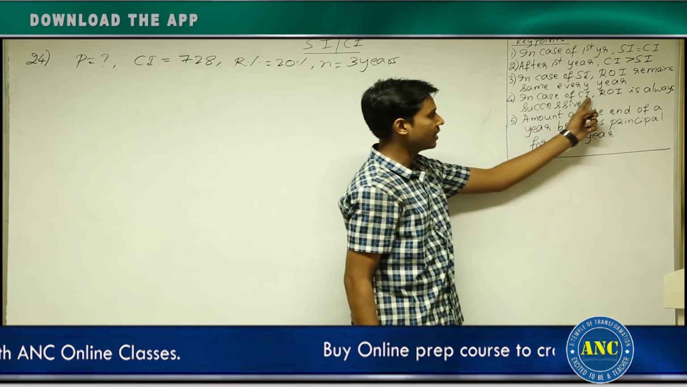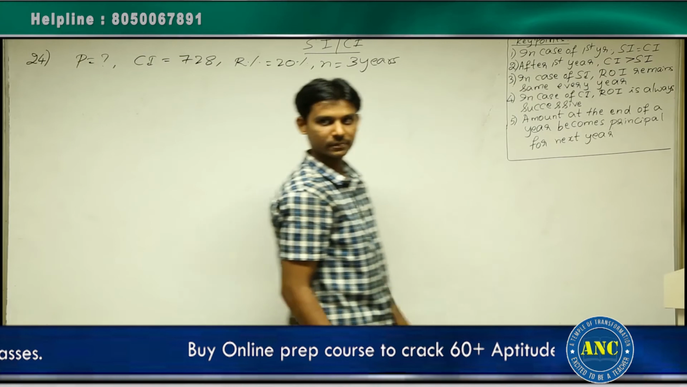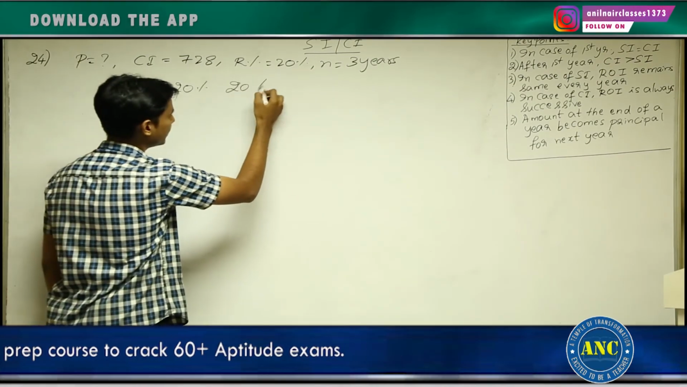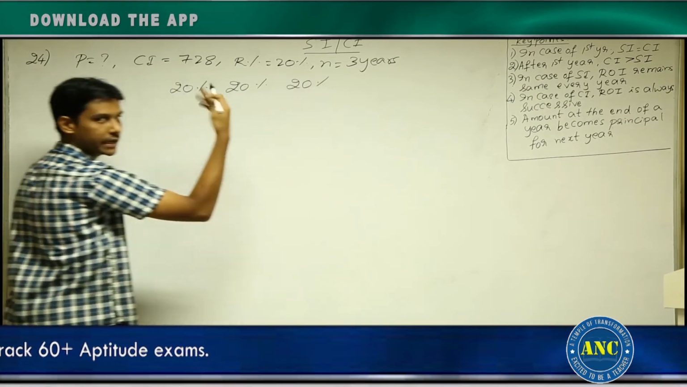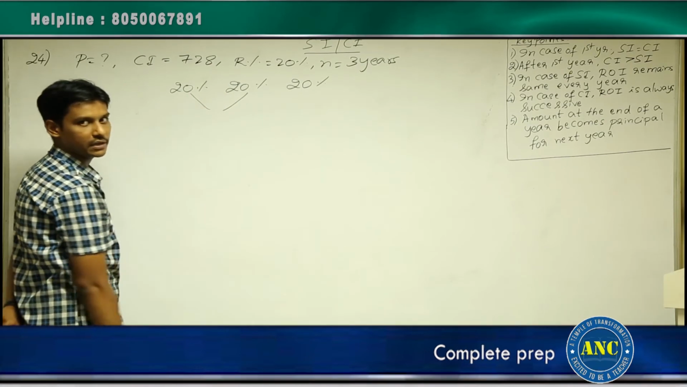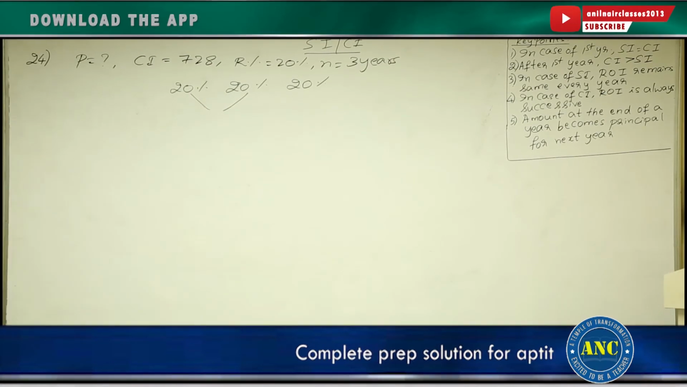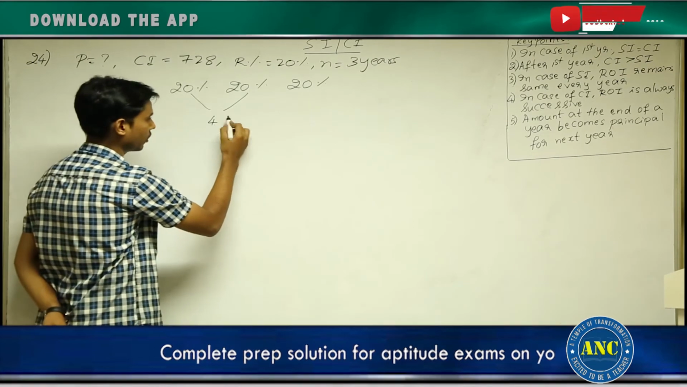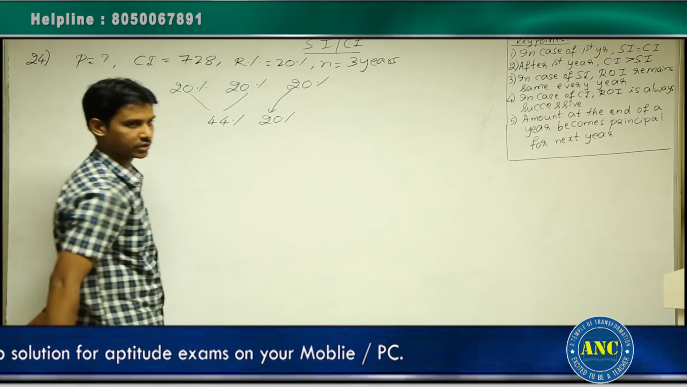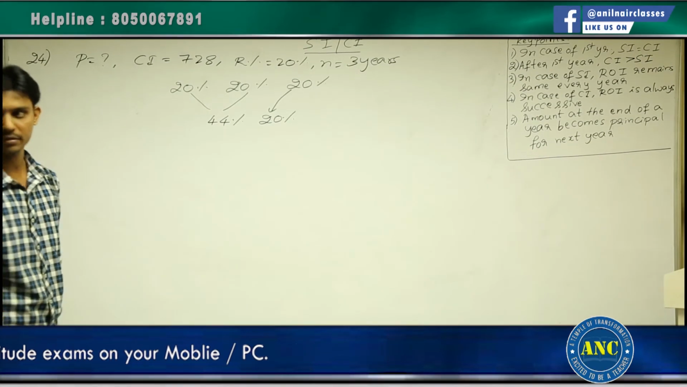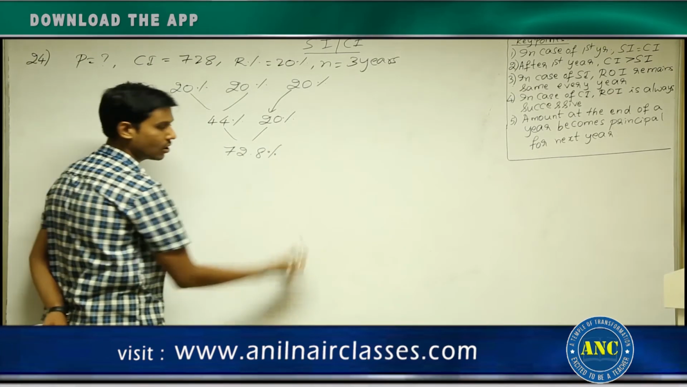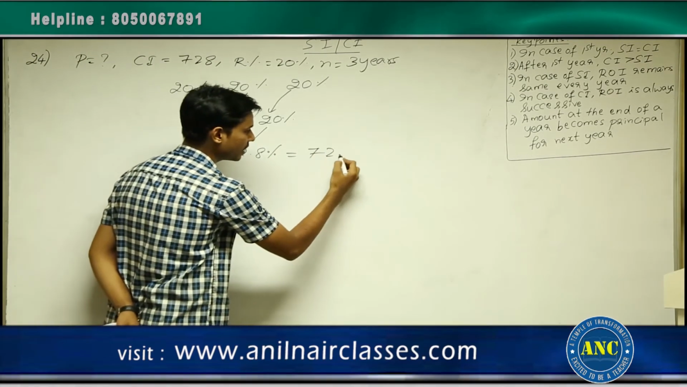In case of CI, rate of interest is always successive. 20% for 3 years: 20%, 20%, another 20%. Take any two. 20 plus 20 is 40, and 20 into 20 by 100 is 4, so this becomes 44%. Do it with the remaining 20%: 44 plus 20 is 64, plus 44 into 20 by 100. Simplify that, you will get 72.8%.